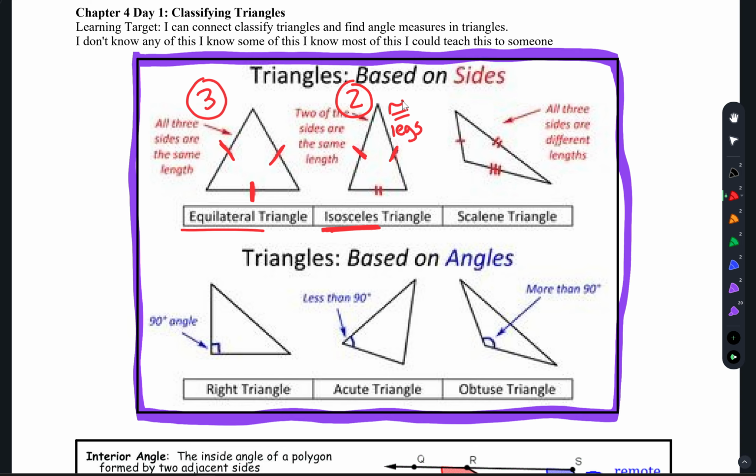And then the last descriptor for sides is scalene. Scalene is when none of the sides are congruent. So 3 different tick marks to show that all 3 sides are different.